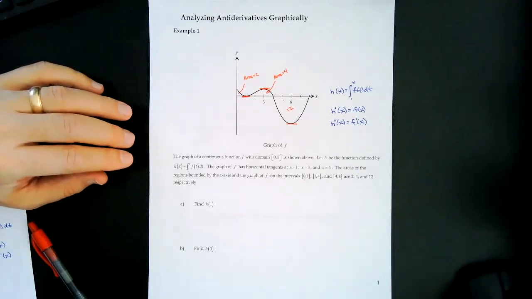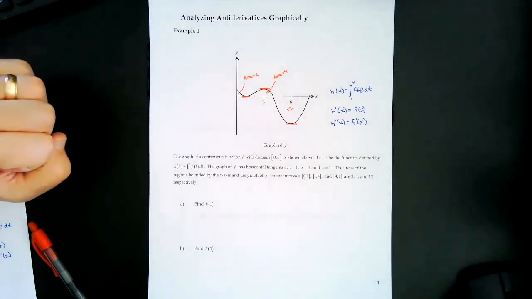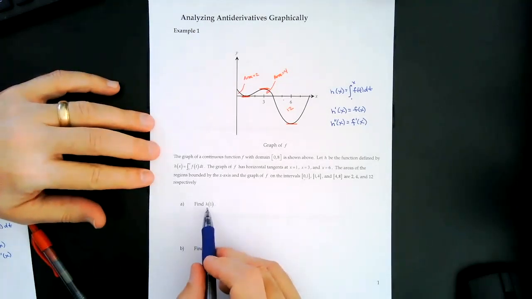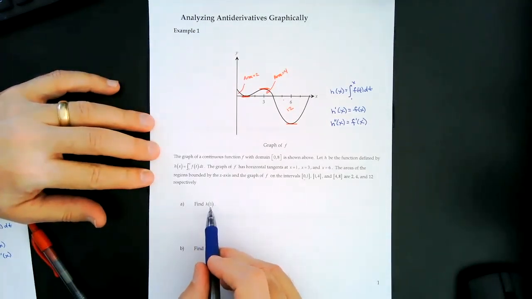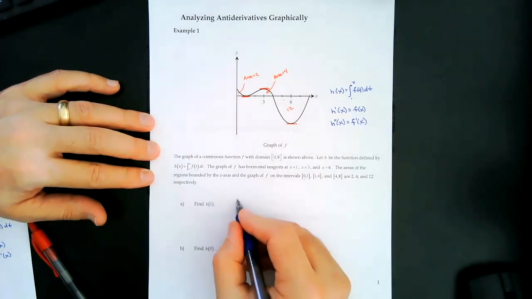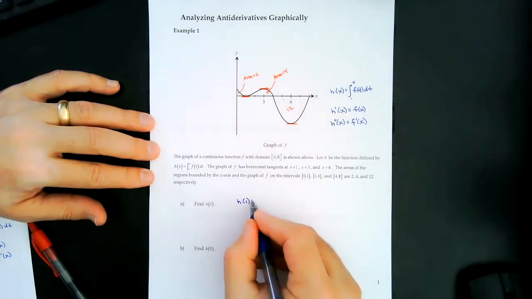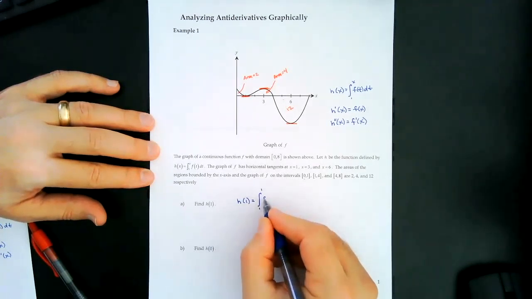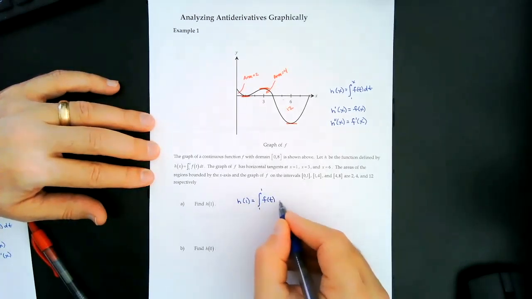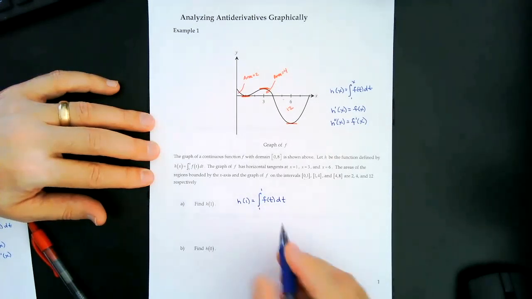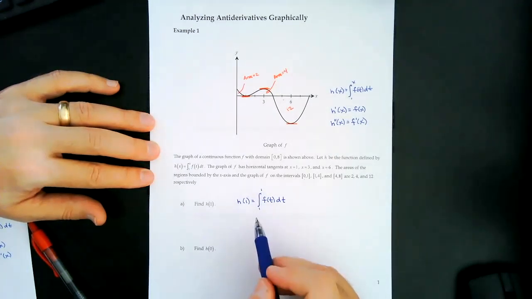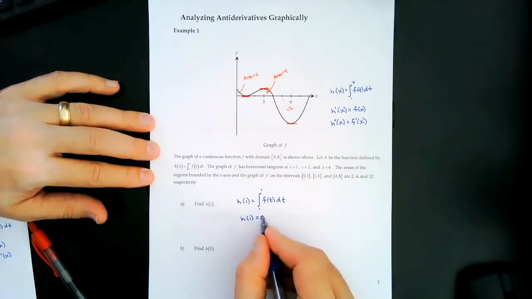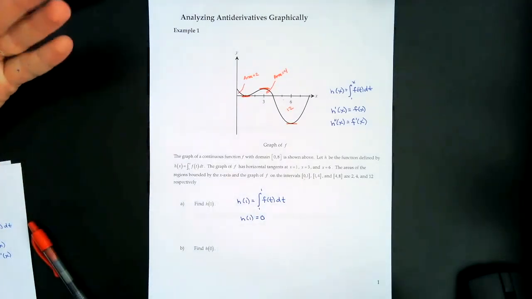Okay, so here we go. Let's answer some questions. I want us to be able to find h of 1. So h of 1 would be equal to the integral from 1 to 1 of f of t dt. Well, what do I know? The integral from 1 to 1, well, that's 0. So that means h of 1 is equal to 0. So now we know a value, right? h of 1 is 0.